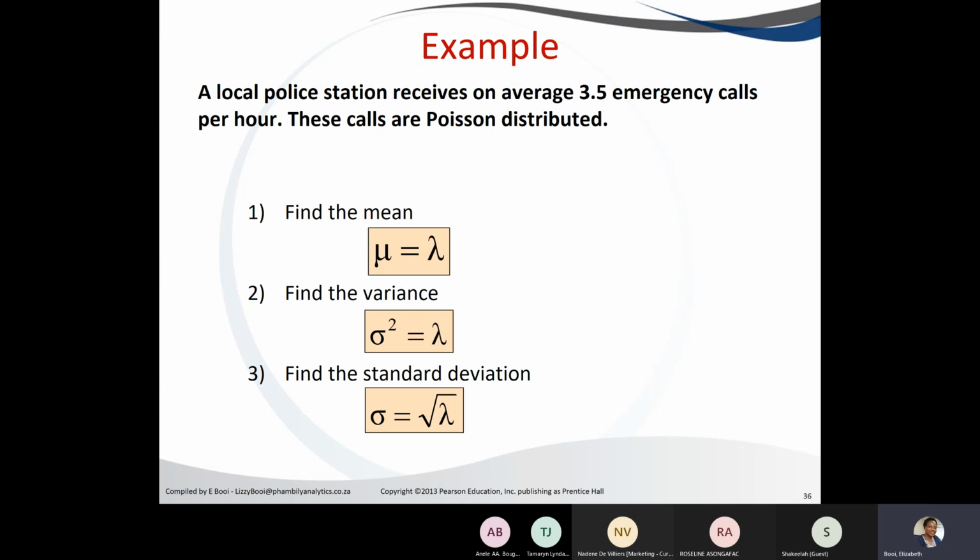I've already calculated this, so I'm going to change it around. So let's say lambda is 4. Calculate, find the mean, the variance, and the standard deviation. You have 2 minutes to do that.